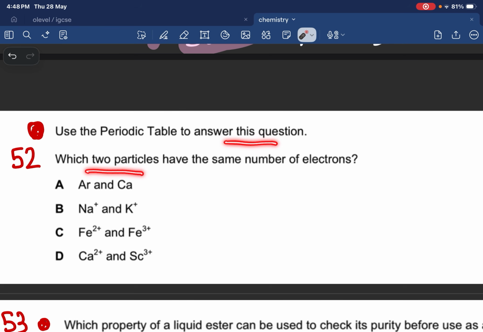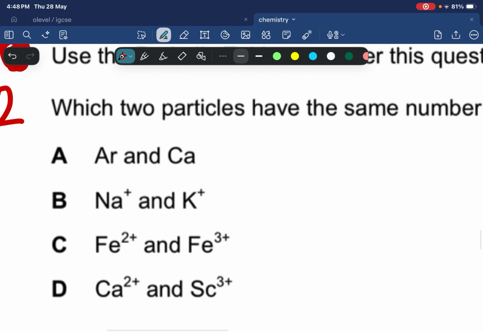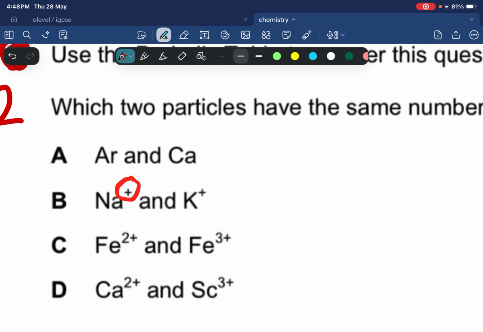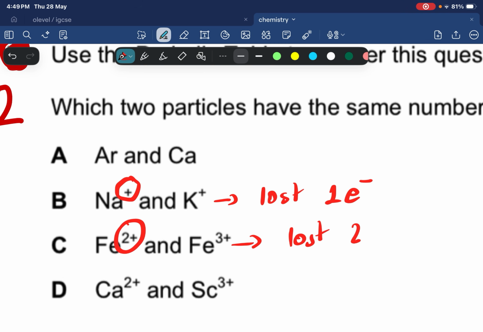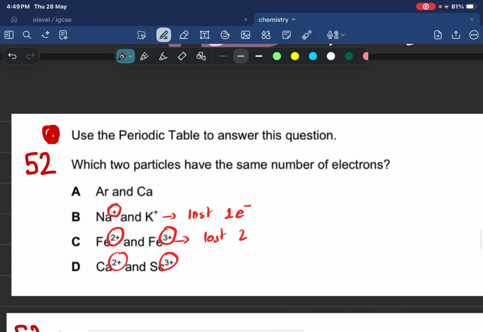Which two particles have the same number of electrons? Now, electrons in ions are a brain teaser. They cause difficulty, okay? But you should be proficient with the fact that this is not an atom. This is an ion. An ion means it has lost or gained electrons. This 2+ means lost 2 electrons, or 3+ means lost 3 electrons. So be careful. Okay. So first we need to find the number of electrons in argon.